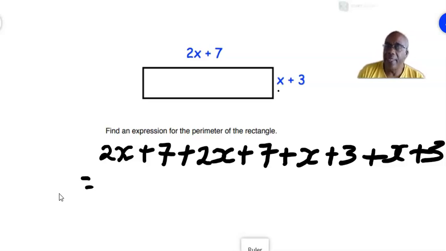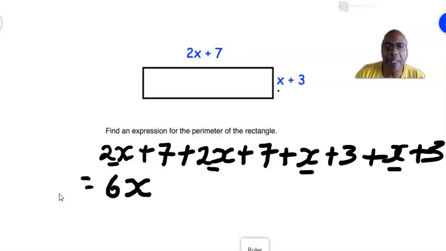And now you simplify this because you have like terms. You have x's and you have numbers. So let's add the x's. 2x plus 2x is 4x. 4x plus 1x is 5x. 5x plus 1x is 6x. So all the x's add up to 6x.